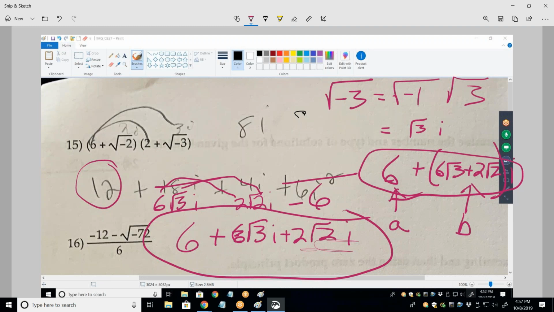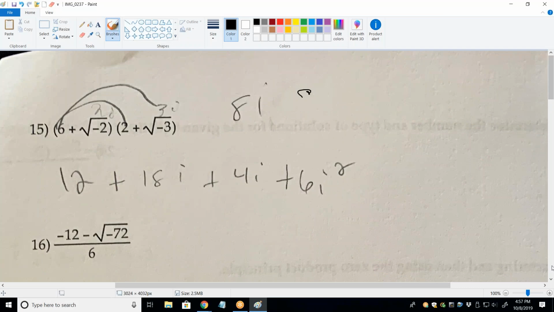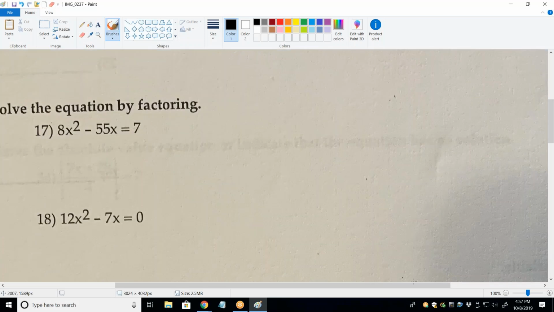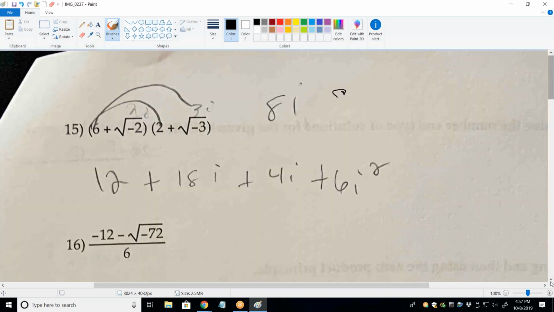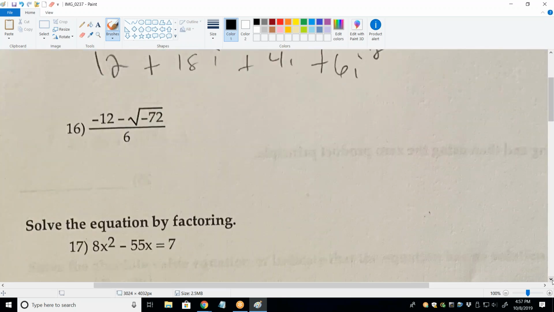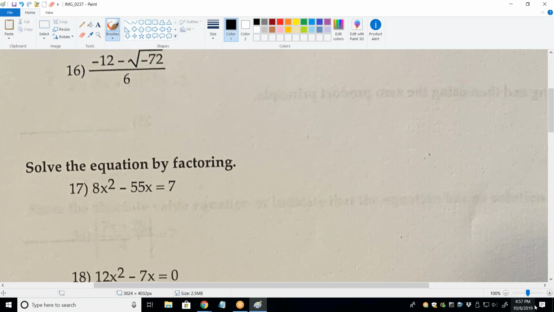Okay, you good on number 15? Okay, let's go to 16. Let me scroll down a little bit here. I scrolled down too much.